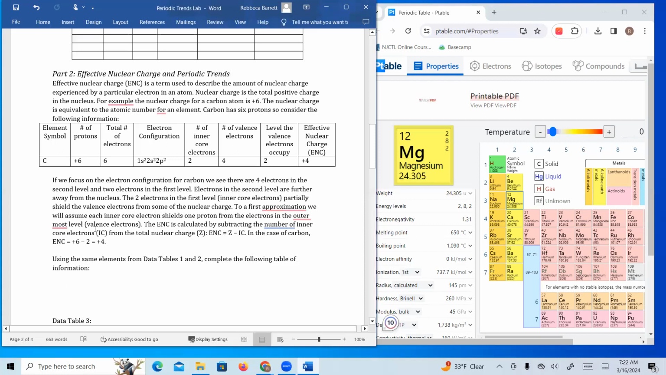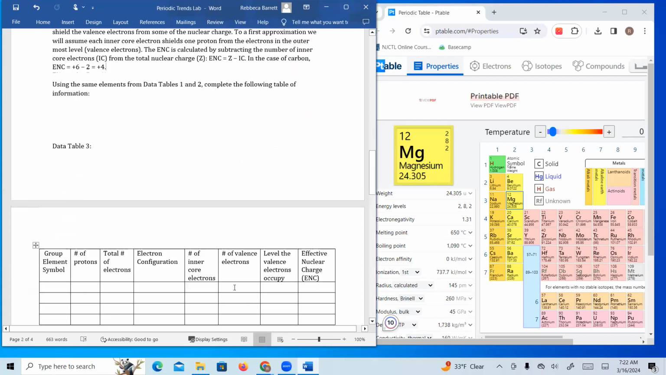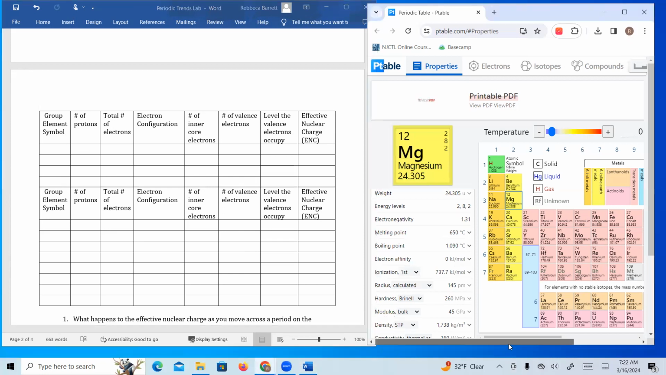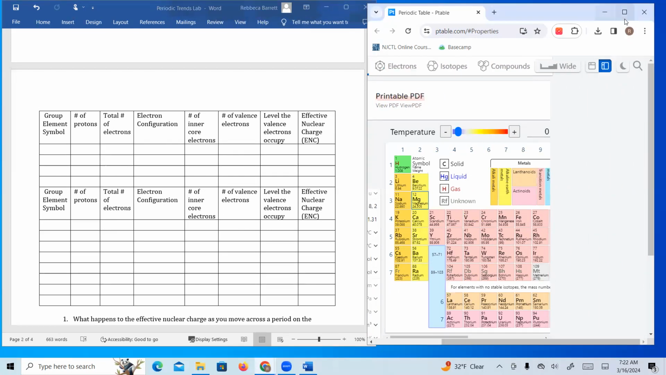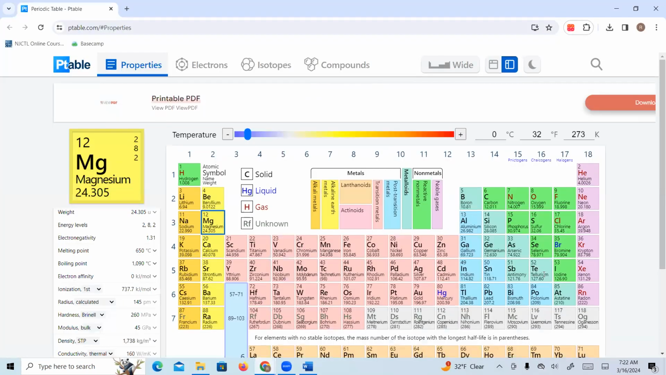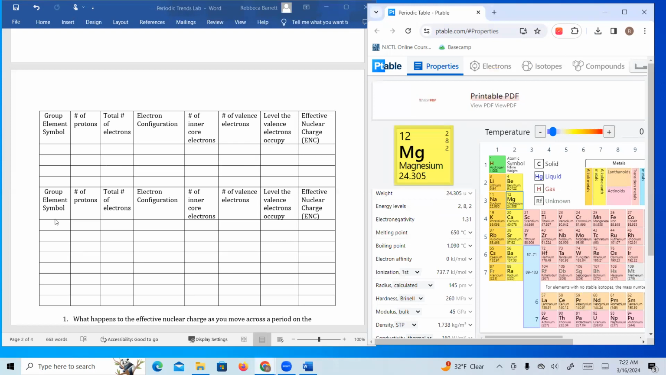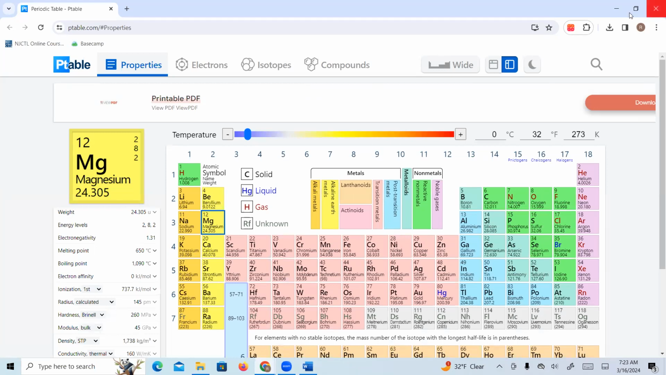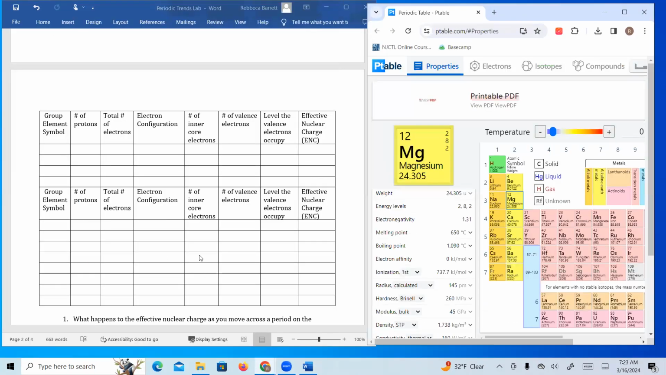So we're going to repeat that same process using the same elements from data tables 1 and 2. So for these 4, that would be whichever group you chose. Remember, I chose group 16. So I would do this for oxygen, sulfur, selenium, and tellurium, and calculate effective nuclear charge. And then in this bottom part of the table, you would do that for whichever period you chose. I chose period 3, so sodium, magnesium, and then so on: aluminum, silicon, phosphorus, sulfur, chlorine, argon. Okay, so you'll finish it for that period.